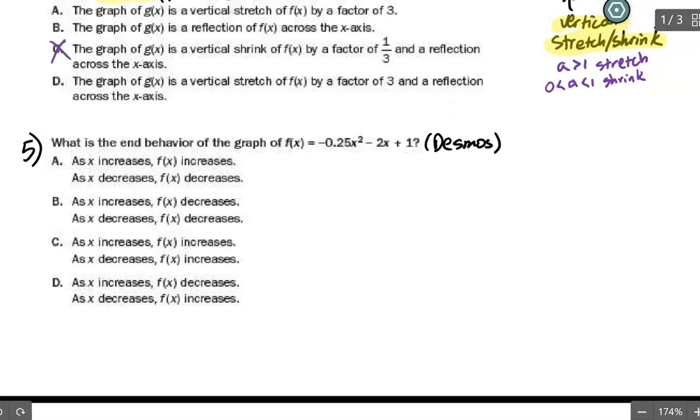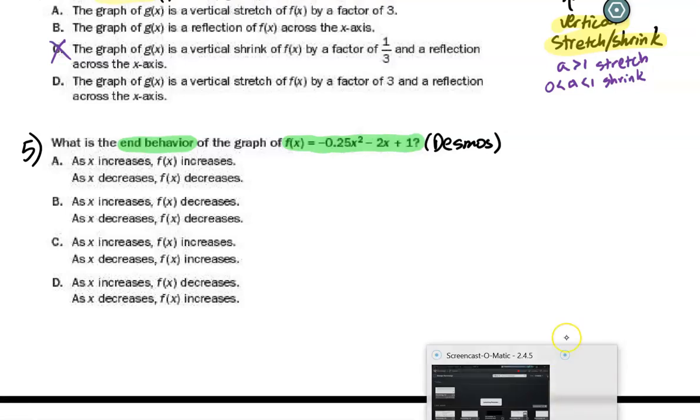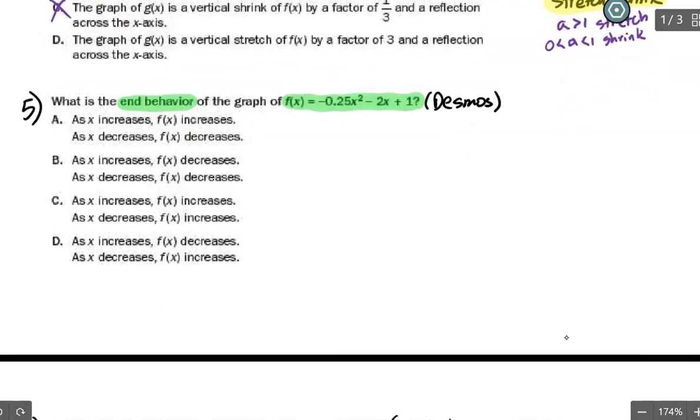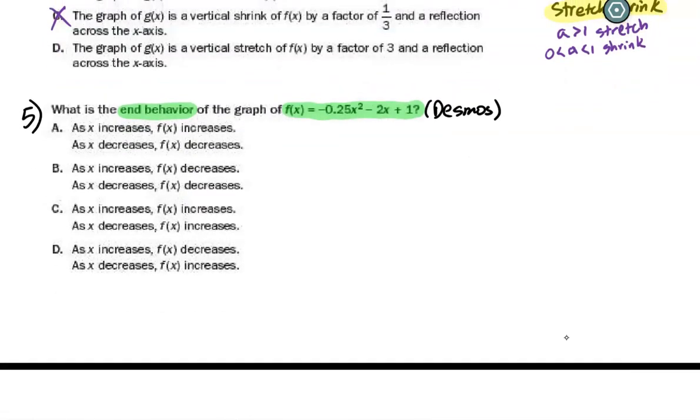What is the end behavior of the graph of f of x, and then we have our function here. Now, we can use Desmos. That's probably the fastest way, but I'm going to show you both ways. So with Desmos, we can graph it and see what it looks like. But I know with this negative, and from the question beforehand, that the negative in the front makes the parabola open down.